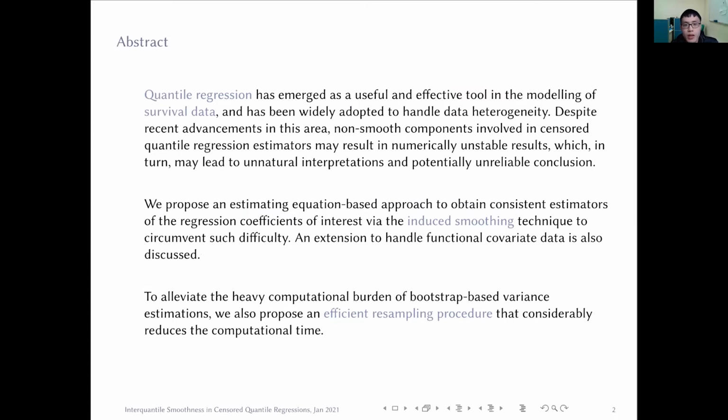Quantile regression has become an effective tool to model survival data and handle data heterogeneity. Although there are many new proposals in this area, the non-smooth components involved in the estimator would result in unstable estimates, unnatural interpretations, and unreliable conclusions.